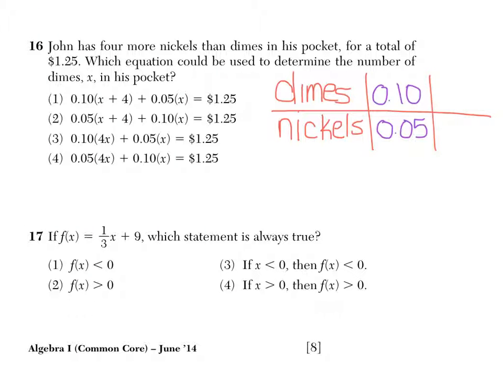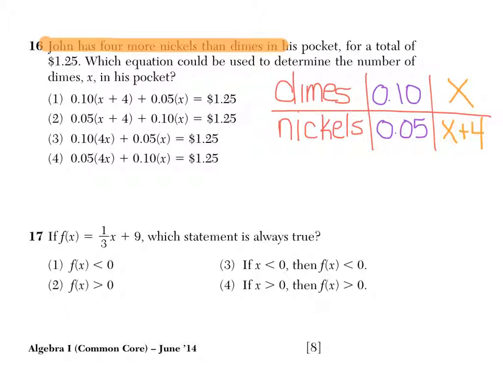I'm hoping for question number 16, you created a table, a little chart, because whenever we deal with coins, this is typically what we do. Dimes and its value and nickels and its value. So reading in the question, it says, John has 4 more nickels than dimes. Because of this, we know that if dimes is x, nickels would be x plus 4.